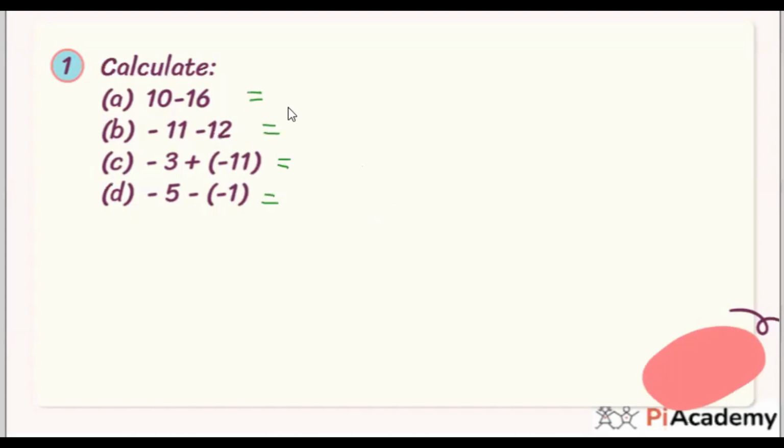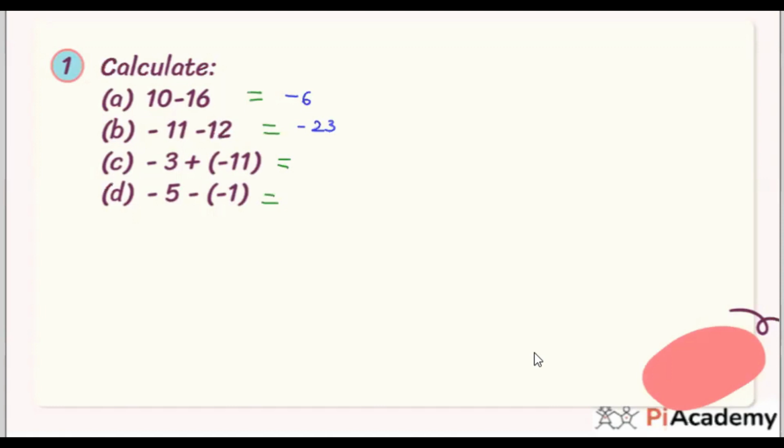Okay, so 10 minus 16, this is clearly what? This number is the smaller and this number is the bigger. So the difference will be 6 and the sign of the bigger number is negative. So minus 6 will be the correct answer. Now the next one, you have minus 11 and again you are subtracting from that. Then what is going to happen? This is going to be minus 23.